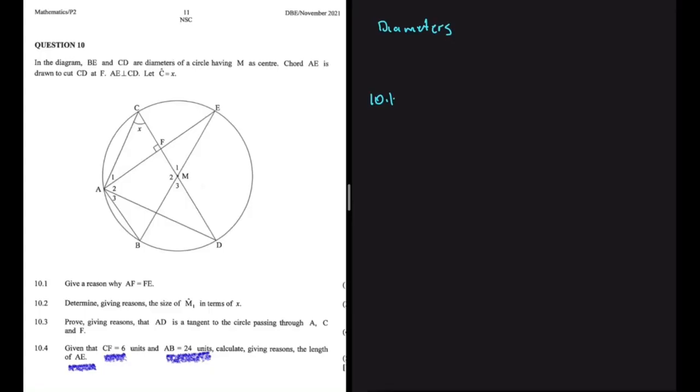And then a circle having M as center, so I have center. Why am I interested in center? I know that the angle at the center is twice the angle at the circumference, right? And then chord AE, so I also have chord. And what else do I have? I have two lines that are perpendicular to each other, right?